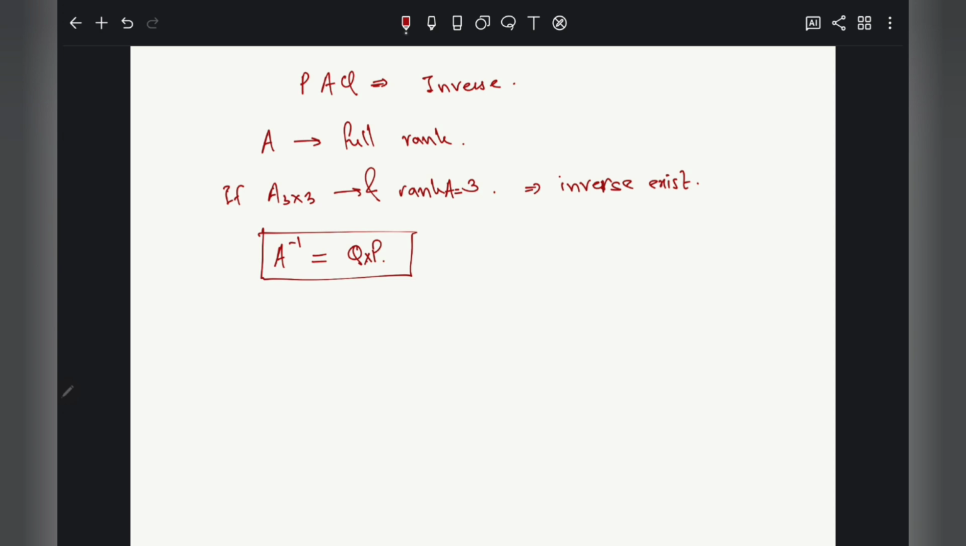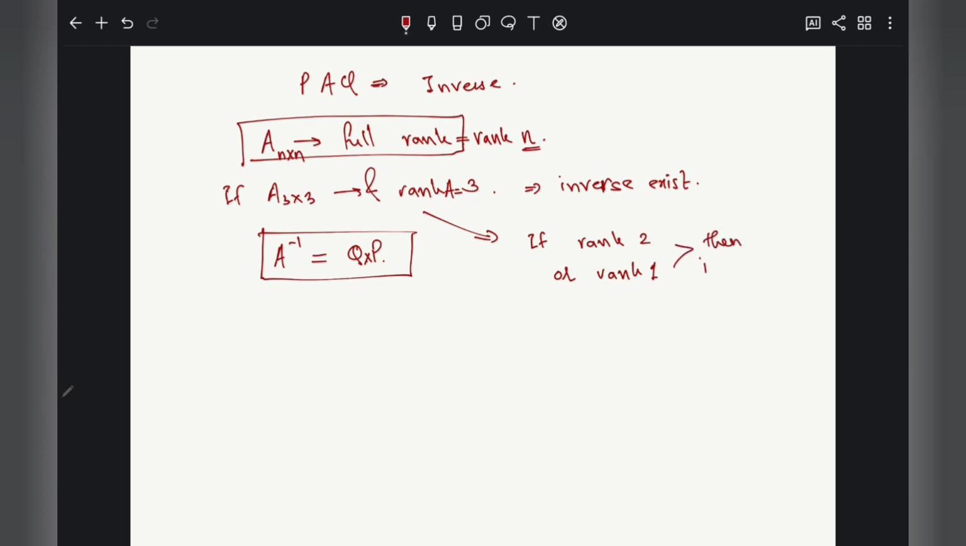So this is very important, but it can be done only if A has full rank. That is, if A is an n cross n matrix, it should have rank n. It cannot be done for any lesser rank. Like for a 3 cross 3 matrix, if the rank is 2 or rank is 1, then the inverse does not exist. So this is just for your information, and that's it.